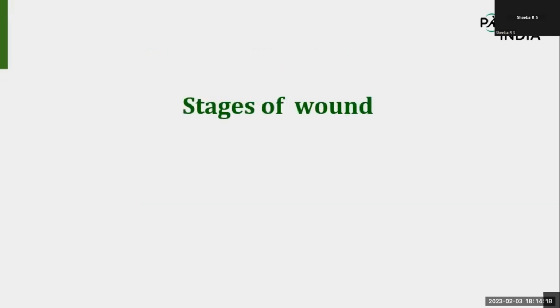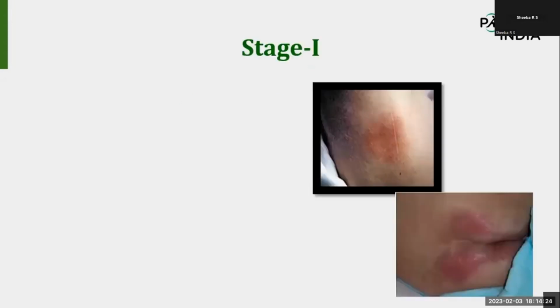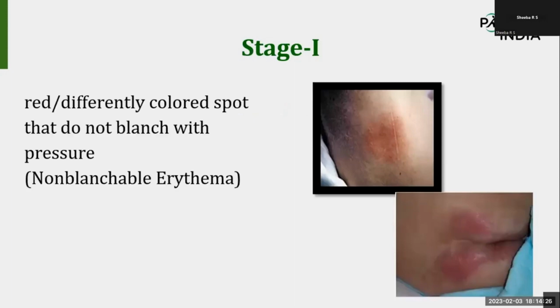And then coming to the stages of wound. The first stage is non-blanchable erythema. You can see this picture. In this stage, if you give finger pressure on this area, the red color is there and there is no blanching. That is called non-blanchable erythema. This is the stage 1 pressure ulcer.